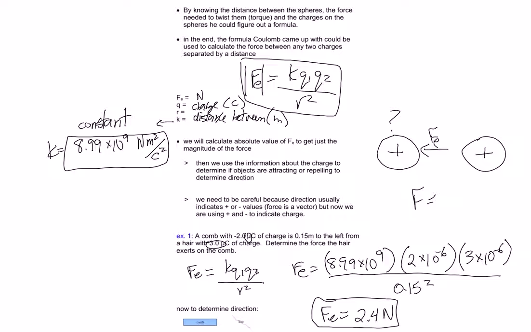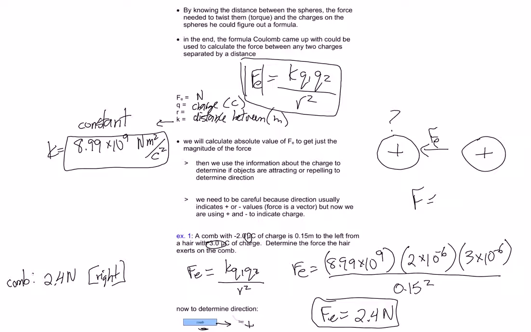So remember, our comb was negatively charged, our hair we said was positively charged, so now it says determine the force the hair exerts on the comb. So the hair is going to attract the comb, so we're talking about in terms of what's the force on the comb, we would say the comb has 2.4 newtons to the right. Or you could say towards the hair or something like that. Okay, so that'll be the force on the comb.